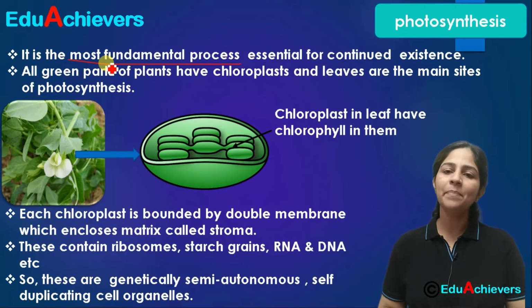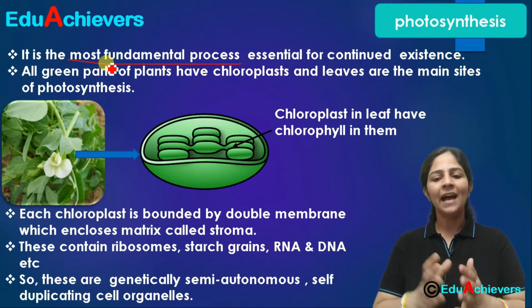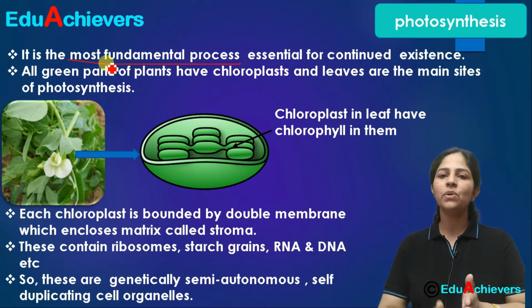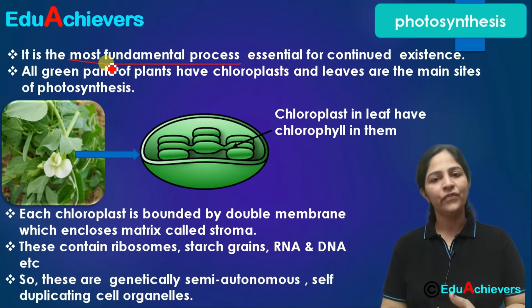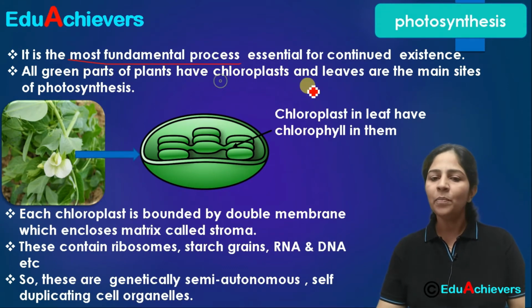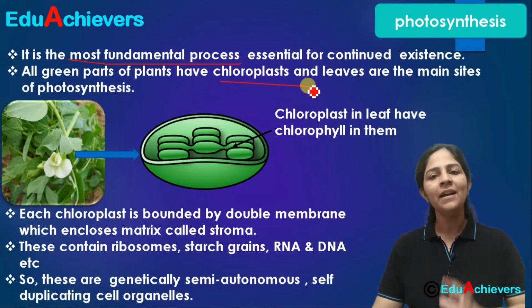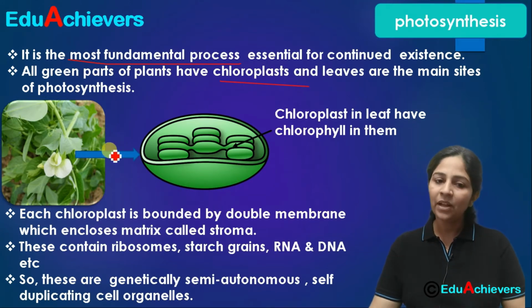So the plant's parts in which chlorophyll is present will be absorbing the sunlight, and the plant has to utilize that absorbed energy for making the food. So all the green parts of the plant will have chloroplast, and chloroplast will have chlorophyll in them, which will be trapping the sun's energy. Now how does it happen?